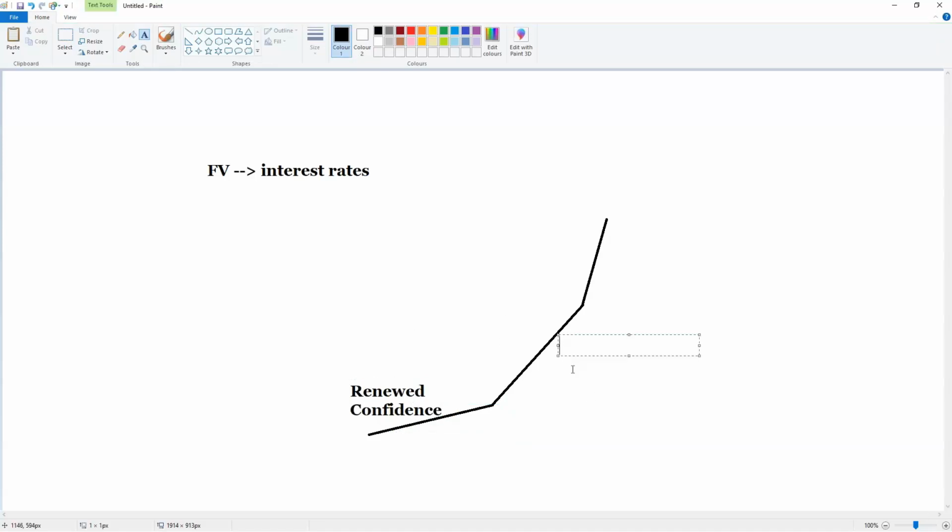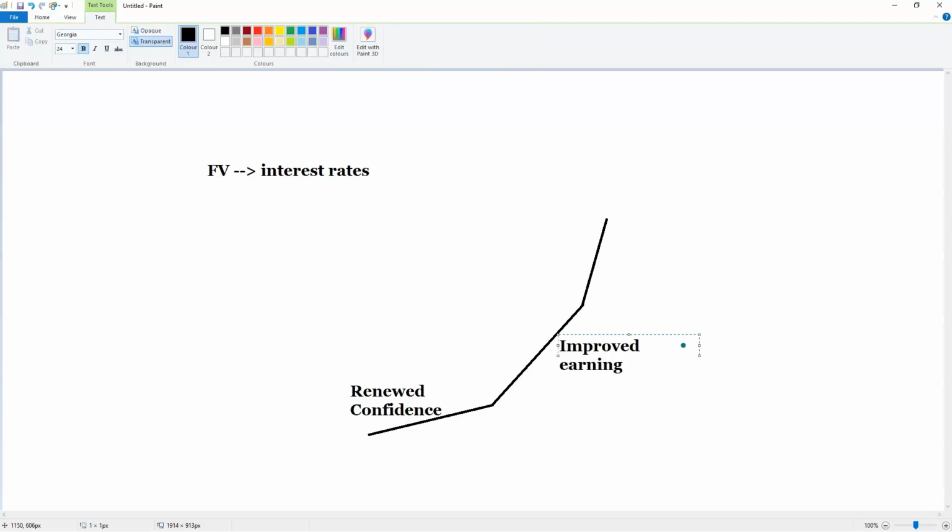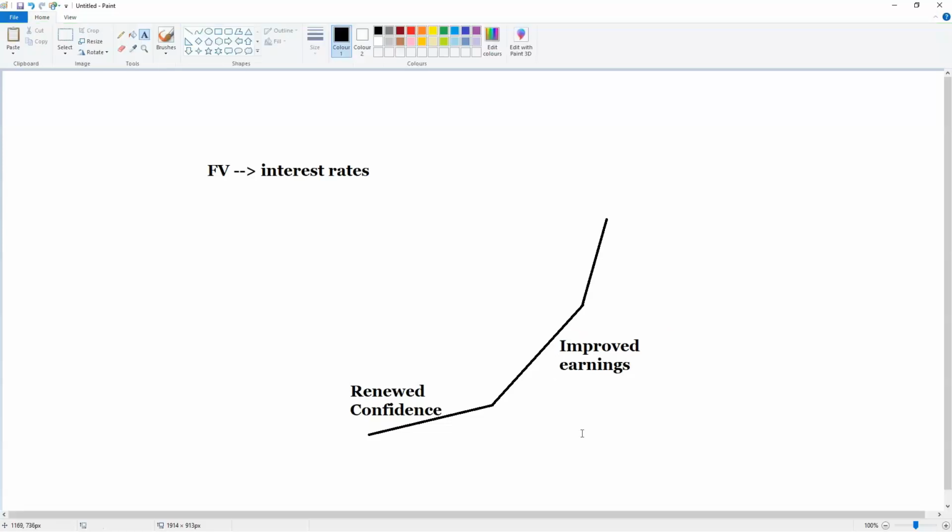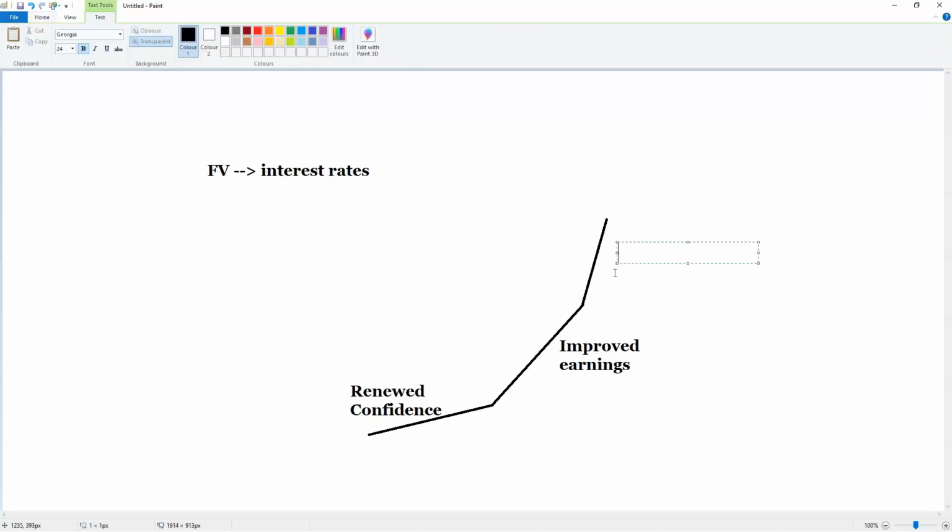The second stage is where future value is going to really be impacted: improved earnings. As soon as you start getting improved earnings, your expectations for future values start improving. That's why the market's always discounting the future. So that's what FV is. And then we have what we call rampant speculation.